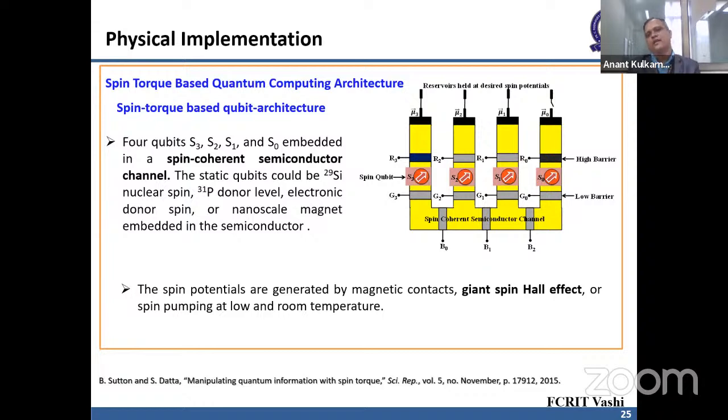As far as this particular architecture is concerned, the nuclear spins are utilized. On either side of these nuclear spins, the barriers are there. If you look at DiVincenzo's criteria, it says the architecture should have the ability to isolate, initialize, implement, and read. The architecture proposed by Brian Sutton and Supriya Dutta of Purdue University provides everything required by DiVincenzo's criteria, right? So this is one of the architectures.